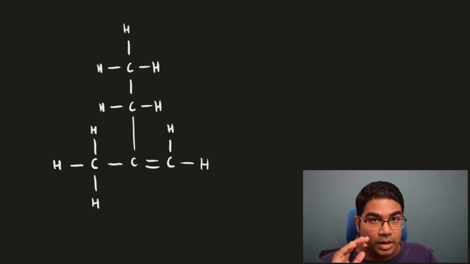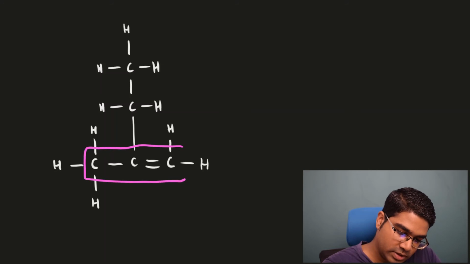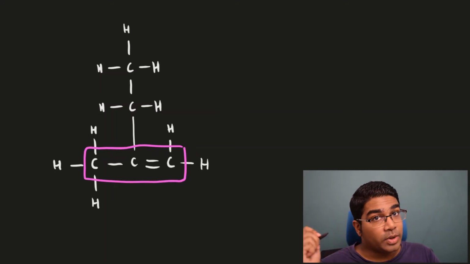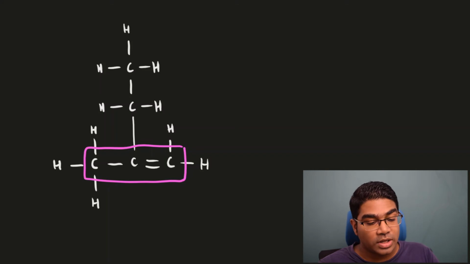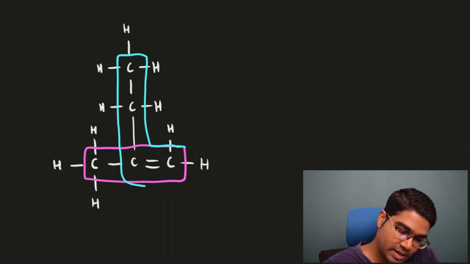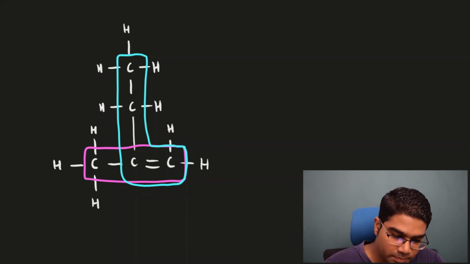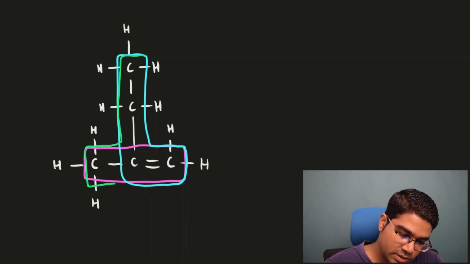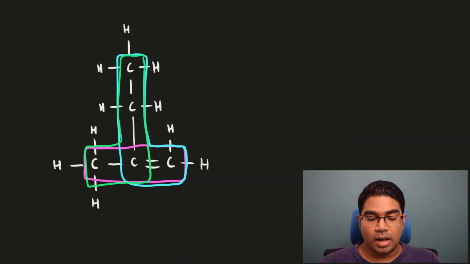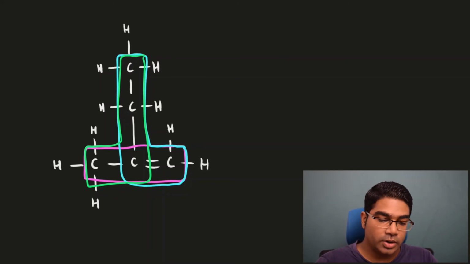Let's try naming this. Again, it might seem that the longest chain here is this with the functional group. But that would actually be wrong because this is not the longest chain. There is another chain that can be formed like this. This is the longest chain. We can actually form another chain here, and that is this chain. This chain has 4 carbons as well. However, it does not contain the functional group. It does not contain the C=C double bond. Therefore, we cannot choose the green chain. So we are going to use the blue chain.